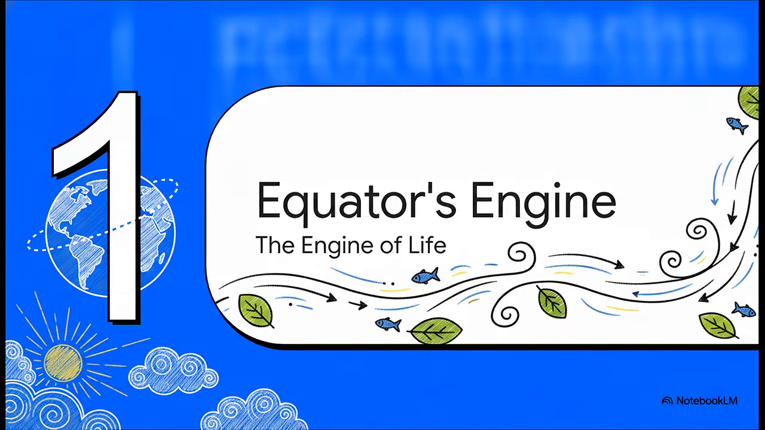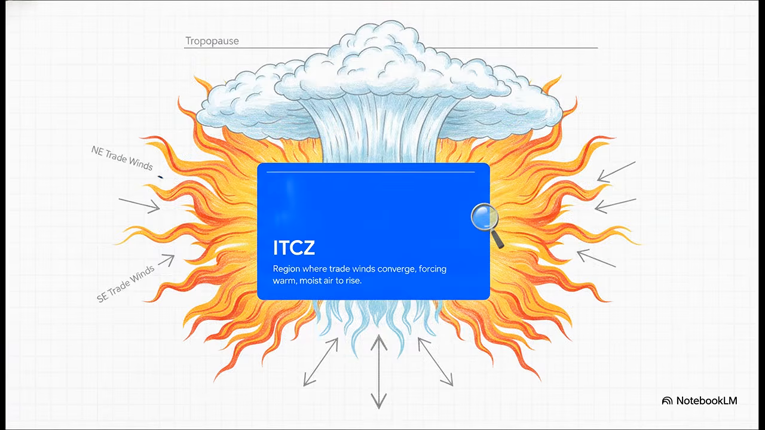All right, Section 1, the equator's engine of life. Let's zoom right into the very middle of the map. Right at the heart of this global engine is something called the ITCZ, or the Intertropical Convergence Zone. Now, because the Earth is heated unevenly by the sun, the equator gets incredibly hot. And this intense solar heating forces warm, moist air to expand, become less dense, and just rise straight up.